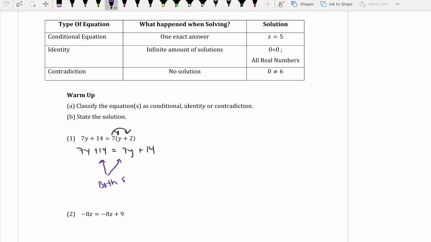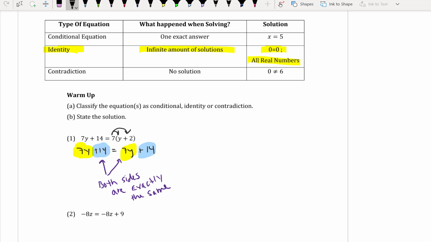So both sides are exactly the same. You have a 7y here, and you have a 7y here. You have a plus 14, and you have a plus 14. So they're exactly the same on both sides. Since they are exactly the same on both sides, we are thinking about all real numbers.